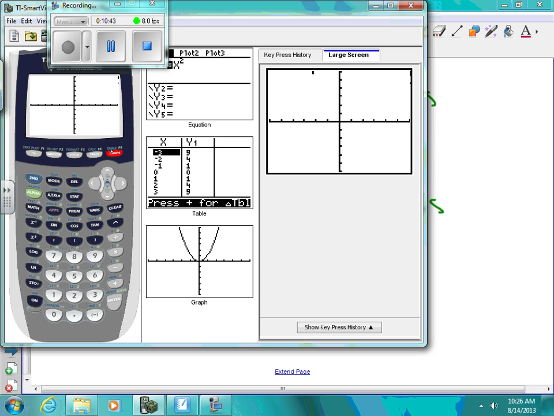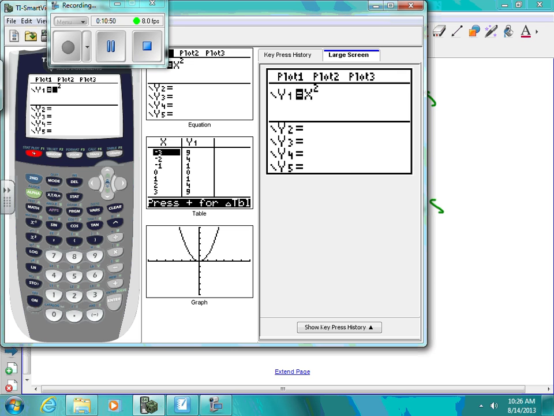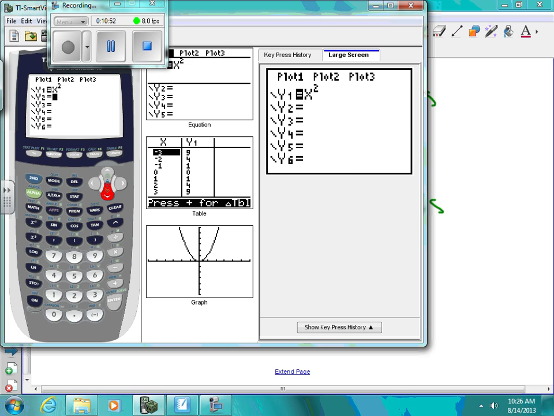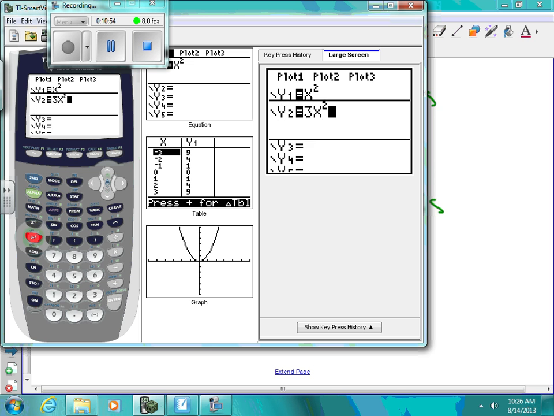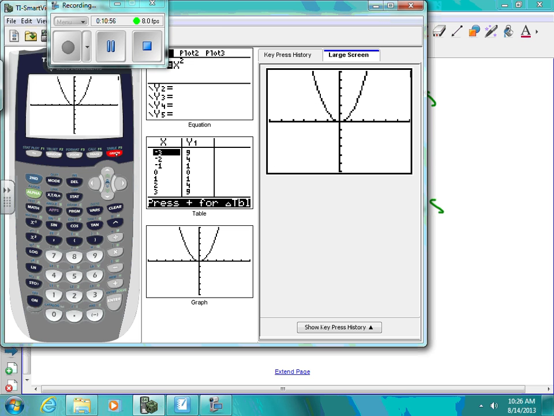So here's the graph of y equals x squared. Let's look at some where the graph opens up. Let's just put y equals 3x squared. We graph it.